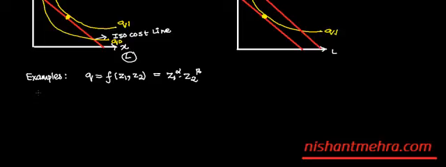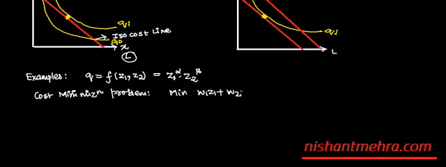So the cost minimization problem could be written as: you minimize W1 Z1 plus W2 Z2, such that Z1 to the power alpha, Z2 to the power beta equals Q, where Q is fixed. Clear?